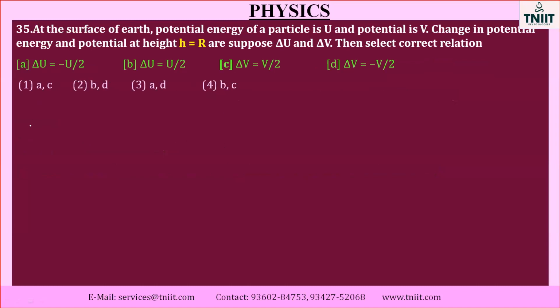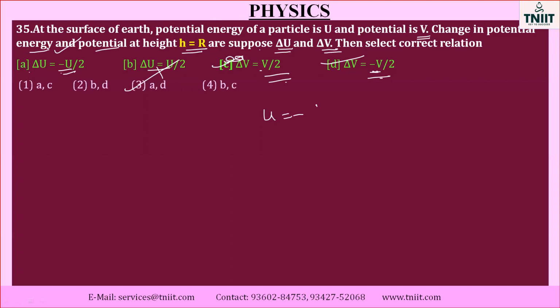On the surface of the earth, the potential energy of the particle is U and the potential is V. The change in potential energy and potential at a height h equal to R are delta U and delta V. Then what will be the correct relation? Look carefully: the potential should change, and the energy should also change, but with a negative value. So negative is there only in options A and D, where positive is not. So option 3 is the right answer.